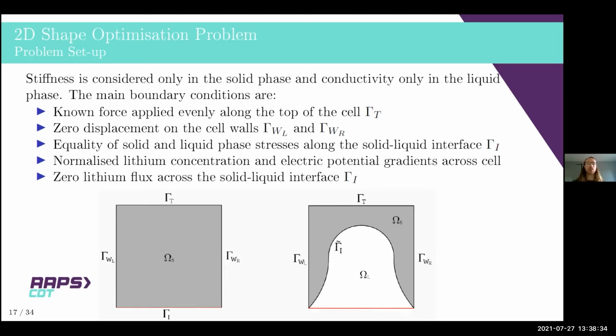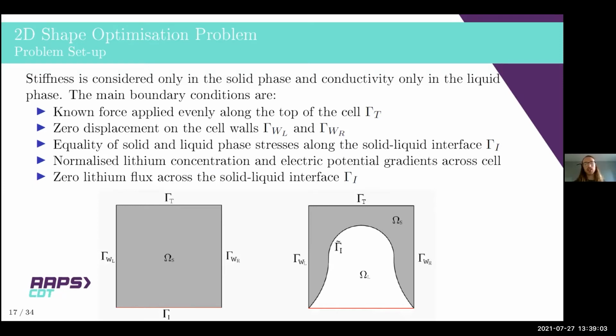And our main boundary conditions for this are, we have a known force applied evenly along the top of the cell. And the reason that's not applied along the top and the bottom now is because we're assuming that the top and bottom halves are symmetric. So we only consider up until the liquid gap. We also have zero displacement on the side walls, because if you imagine, we have lots of identical cells next to each other. So if one side wall pushes out, the one next to it is also going to push out and keep it balanced.